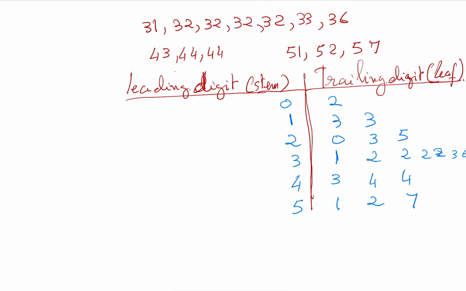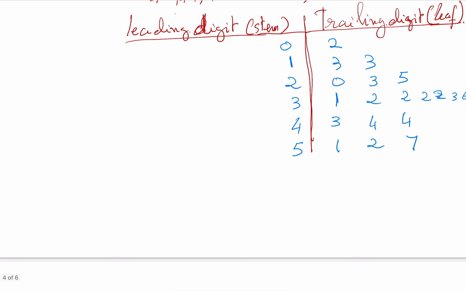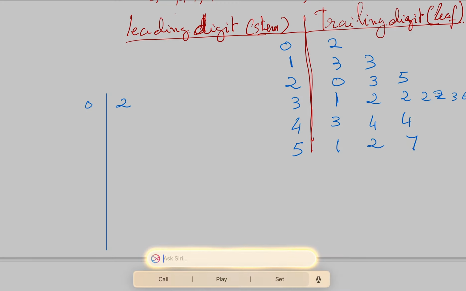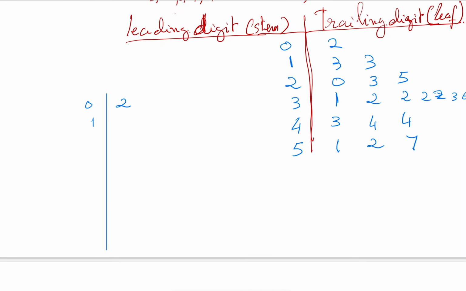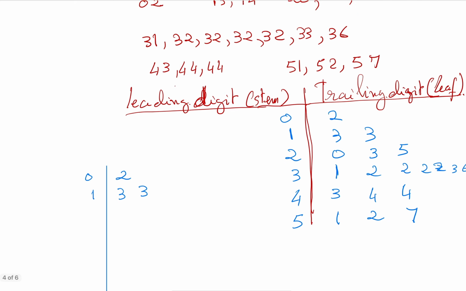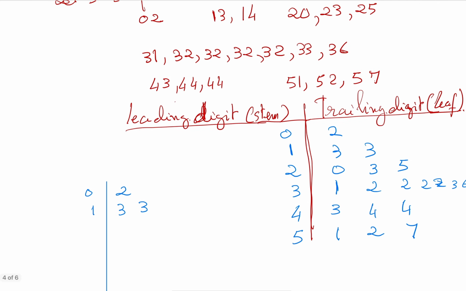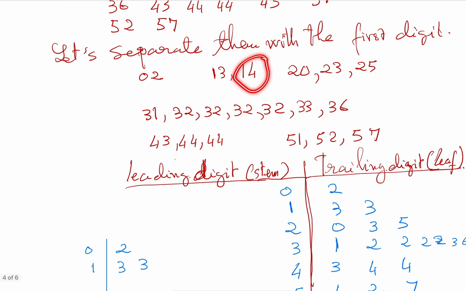So now let's graph the stem and leaf plot. The stem and leaf plot is like this. You have to draw a straight line, and make sure you write down those numbers. You have 0 and 2, and 1 and 3, 3. Sorry about that, I made a mistake here. That number should be 4.